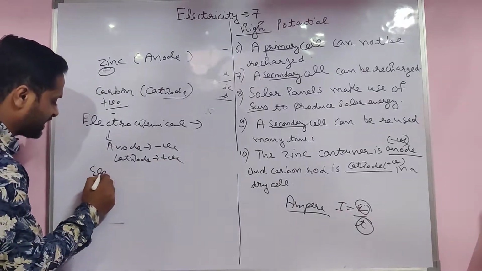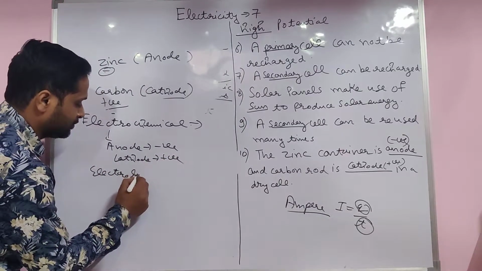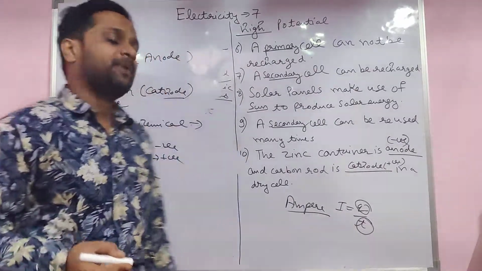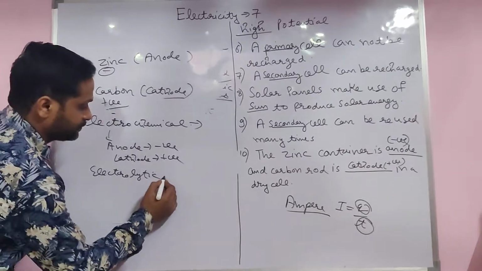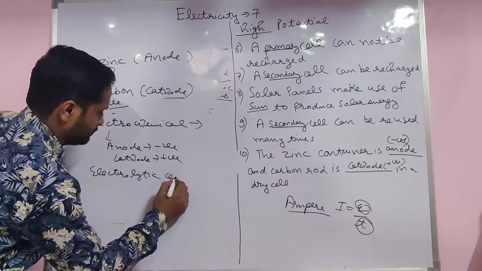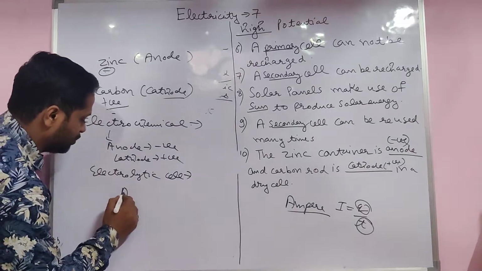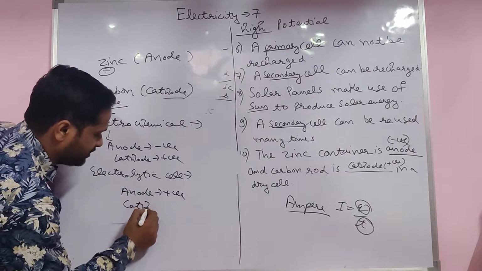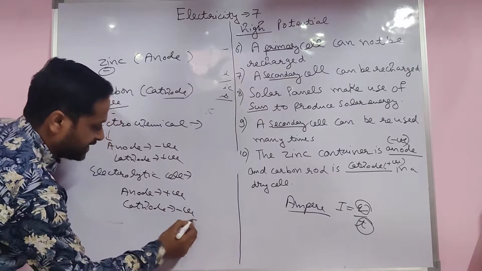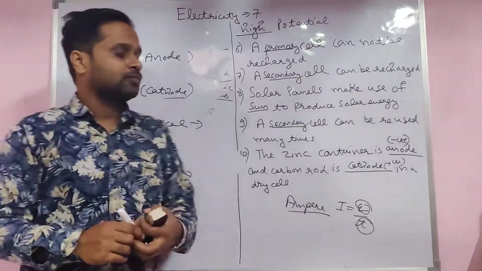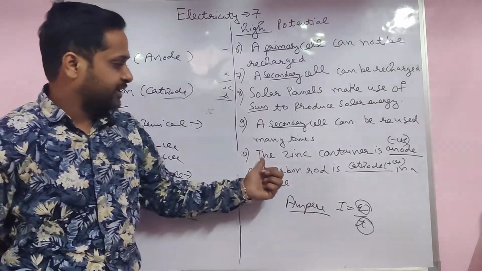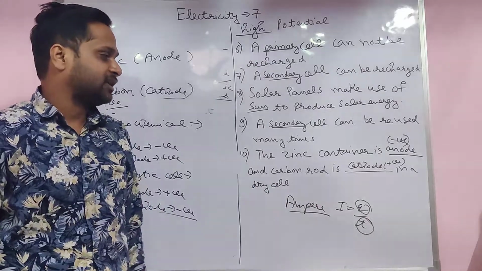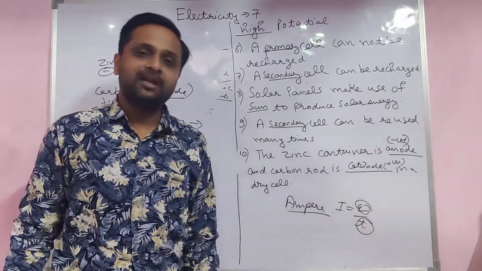But in the case of an electrolytic cell, which converts electrical energy into chemical energy, the anode is positive in nature and the cathode negative. Keep in mind. So the answer is: the zinc container is the anode and the carbon rod acts as the cathode in a dry cell. Thank you.